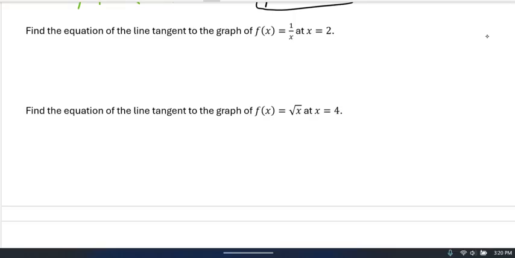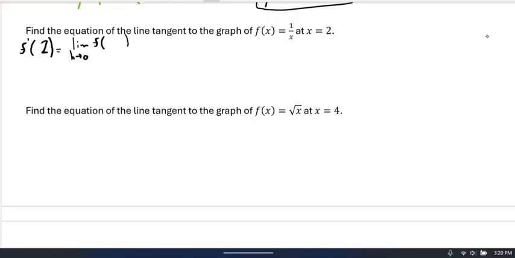This time I don't have a picture, but we don't have to have the picture. We just need our derivative. So our derivative will be, we're going to look at f prime of 2, because we want to know where x is 2, is equal to the limit as h goes to 0 of f of a plus h.